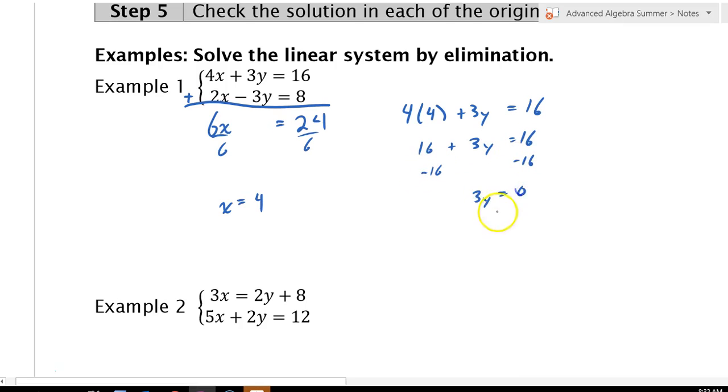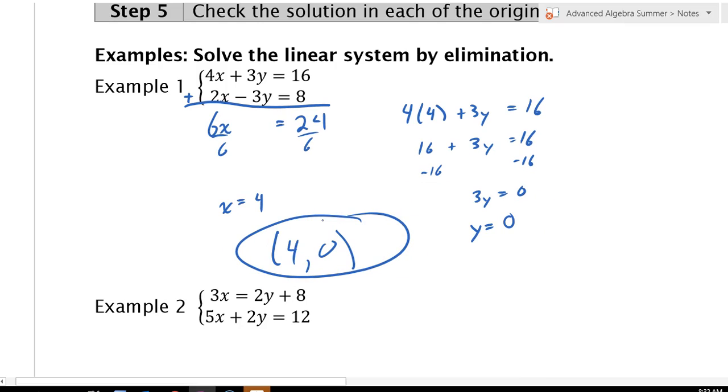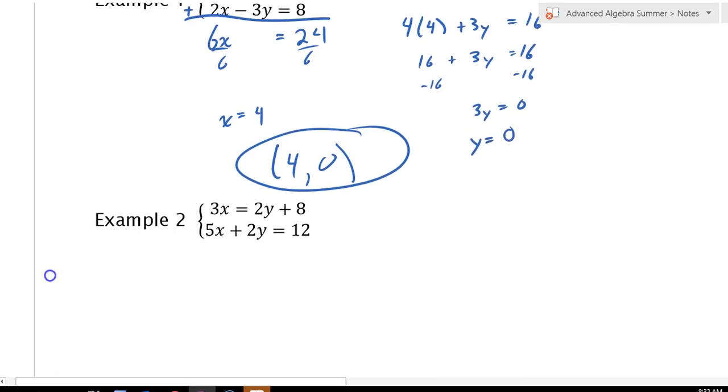So I get 3y is equal to 0, and I divide by 3, I get y equals 3. So my answer is, oops, I lied, we get 0 there. So our answer would be 4 from x, 0. Moving on to example 2.